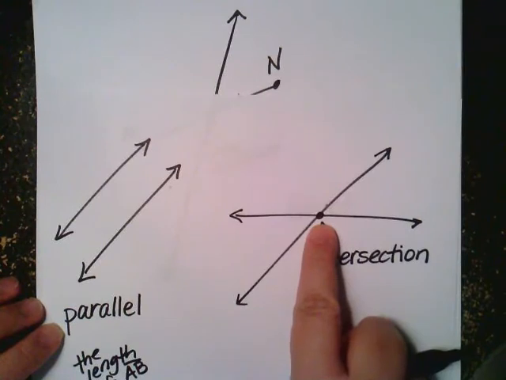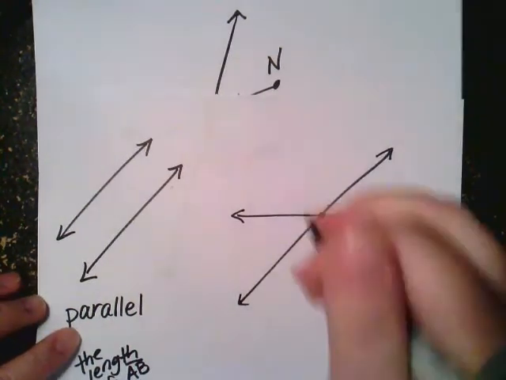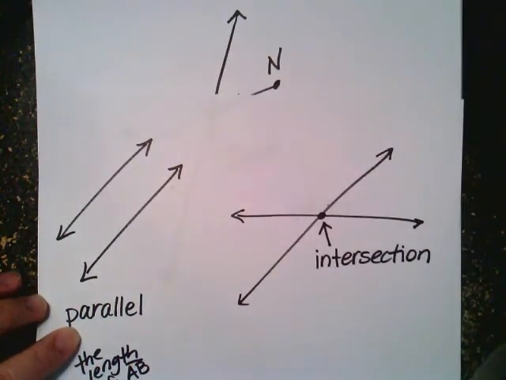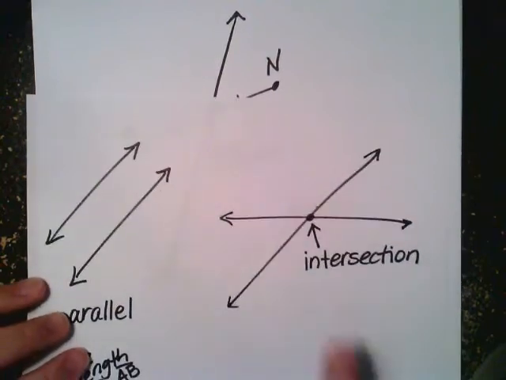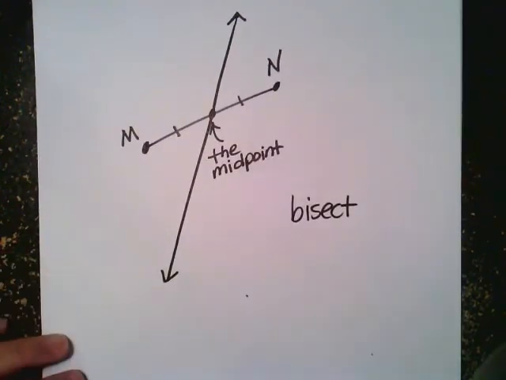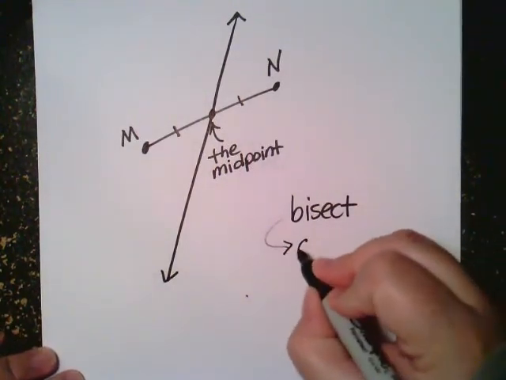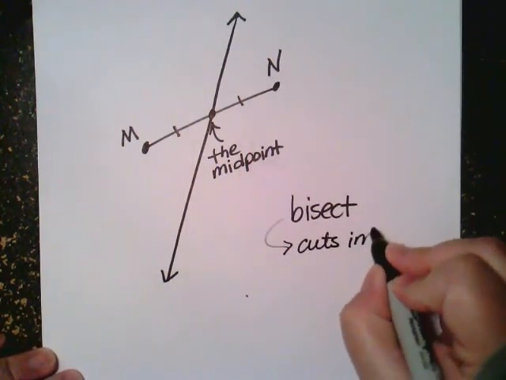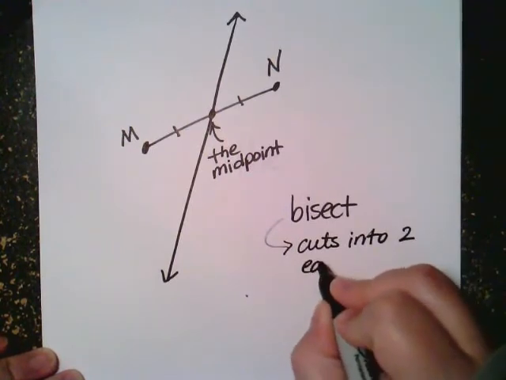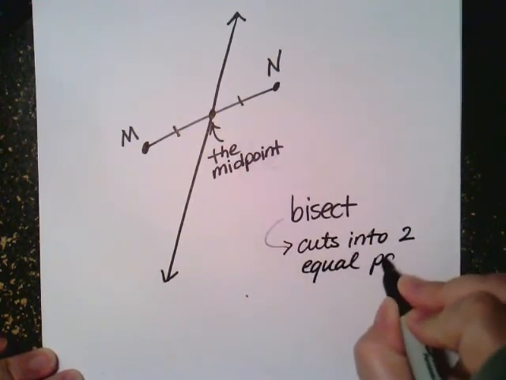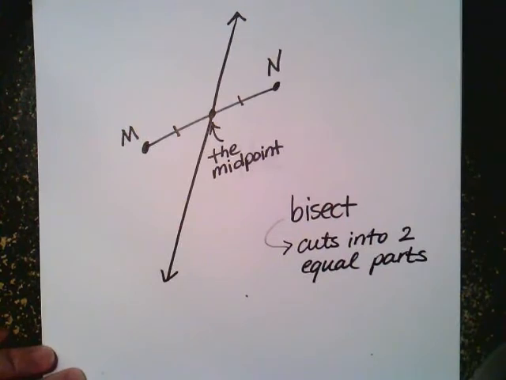Okay? Lines, it's only one point. But other things could intersect. Like I could have two circles intersect, and they would have 2 points in common, maybe, or could just have one. Different ways it could work. But intersect just means they touch. That's all it means. Bisect is much more specific. It means cuts into two equal parts. Okay, and we're talking about equal length.